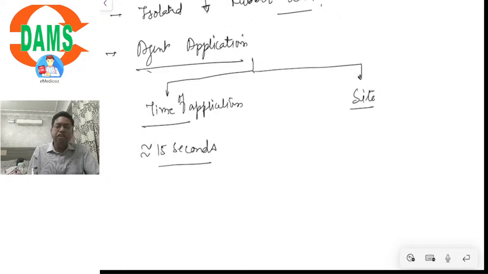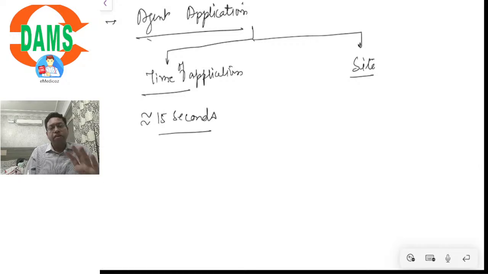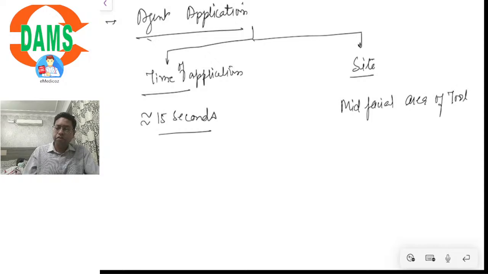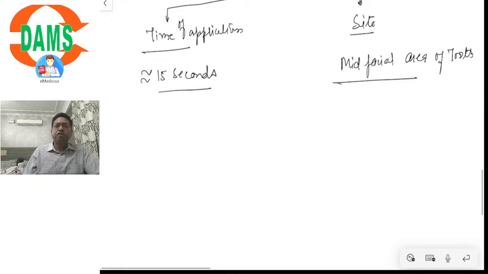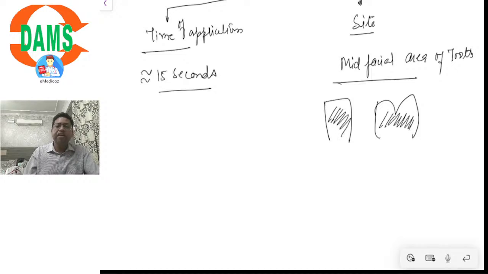I am talking about cold testing agents. Cold agent, whatever agent, maximum should be applied for 15 seconds. And the site of application is the mid facial area of the tooth. Mid facial area of the tooth means if this is the tooth being tested, the agent would be applied on the mid facial area so that maximum possible surface area is exposed to the cold testing agent and we get the best predictable response from the patient.